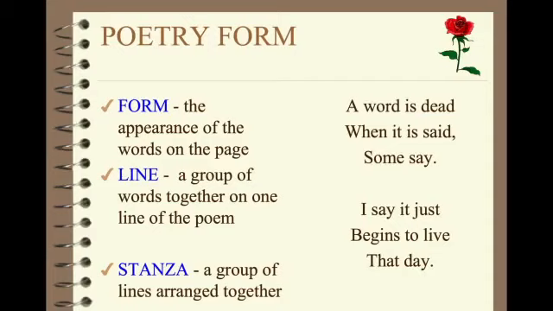So if you look at the example on the right-hand side, we have two stanzas. A word is dead when it is said, some say. And then the second stanza, I say it just begins to live that day. There are 6 lines here. And the form is the appearance that it looks like. So we can see that we've got a lot of white space around it. We can see that there are 2 stanzas, there are 6 lines.